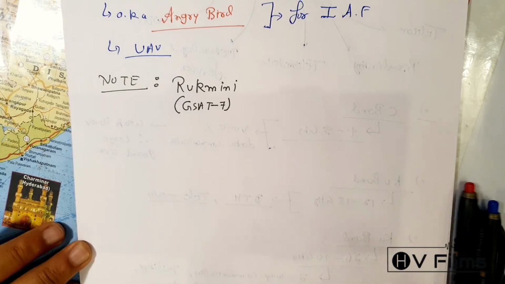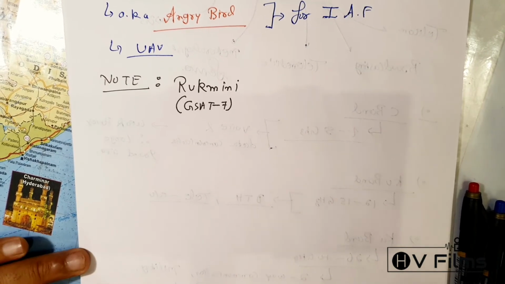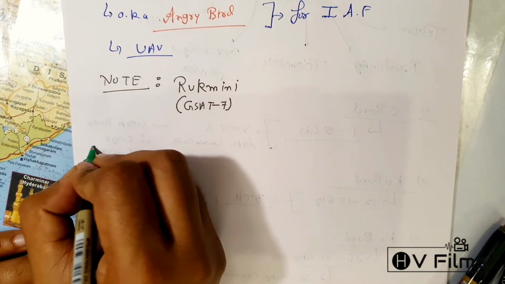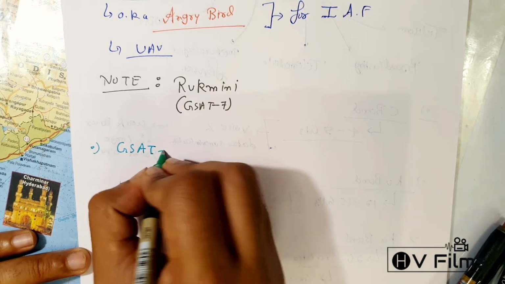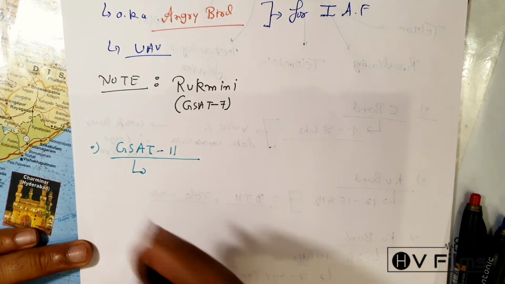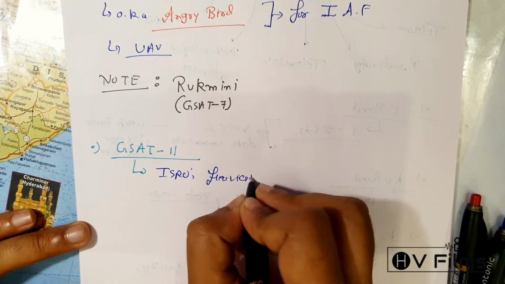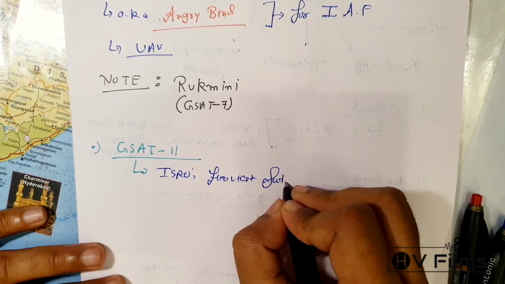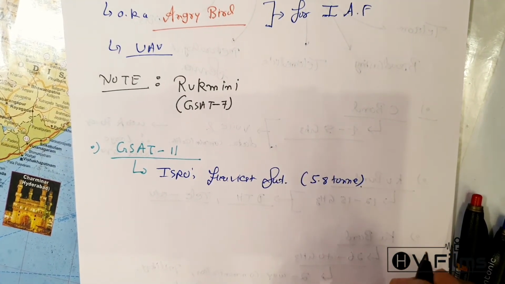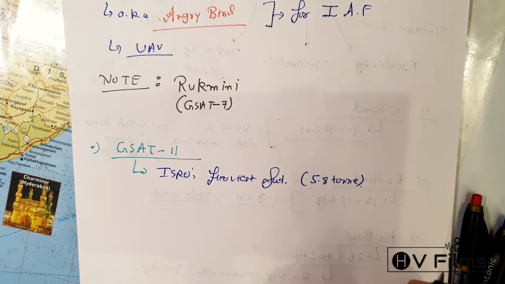The next satellite we can read about is the GSAT 11, which is again the ISRO's heaviest satellite till now. Let me write it here. GSAT 11. Now this is the ISRO's heaviest satellite, which is basically 5.8 ton. It is a high throughput communication satellite, and it will use 40 transponders in the Ku and Ka band. So this is mainly about the GSAT 11.